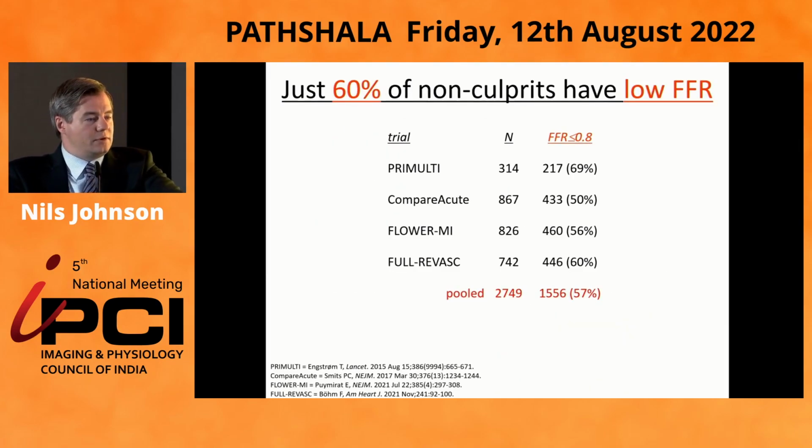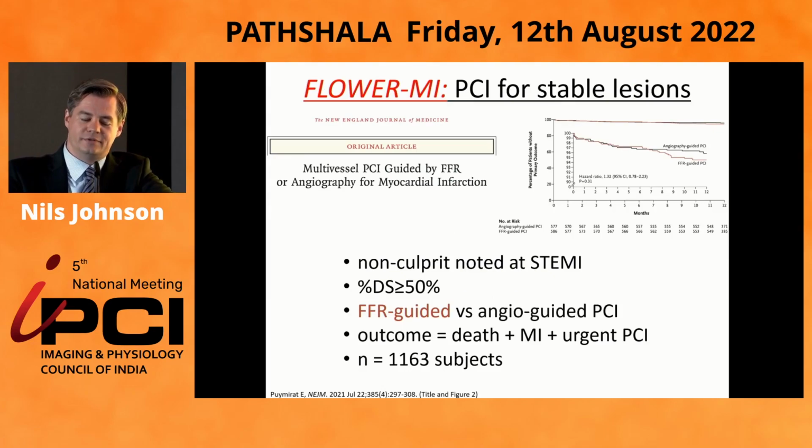What's fascinating when you look across all of the randomized trials of FFR in ACS is that only about 60% of these non-culprit vessels are FFR positive. That means that there's a large minority, 4 out of every 10 lesions, that are going to be FFR negative. And so what should we do with them? I want to then speak to the FLOWER-MI trial that came out last year. This was a study out of France looking at non-culprit lesions noted at the time of STEMI and compared 2 strategies, one using FFR guidance and the other using angiographic guidance. It enrolled just over 1,000 subjects and looked at a combination of death, MI, and urgent PCI.